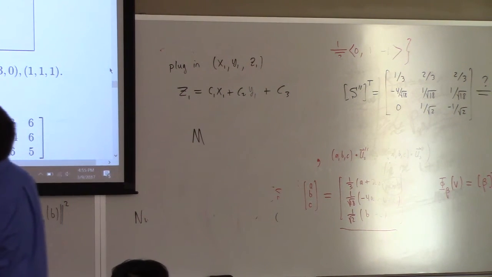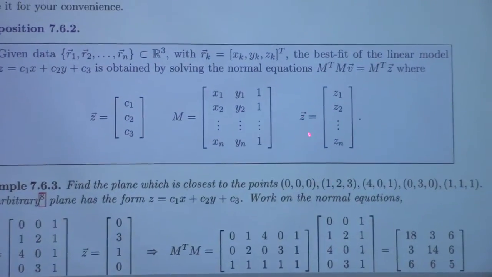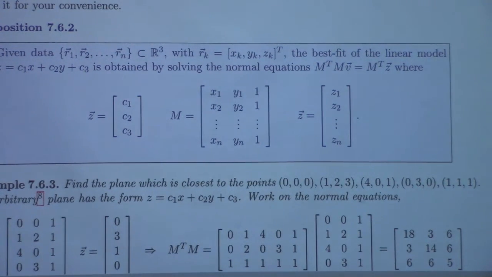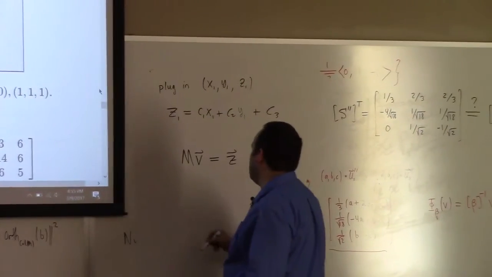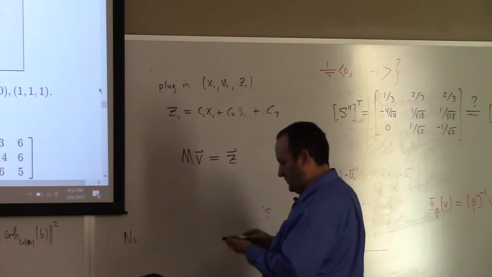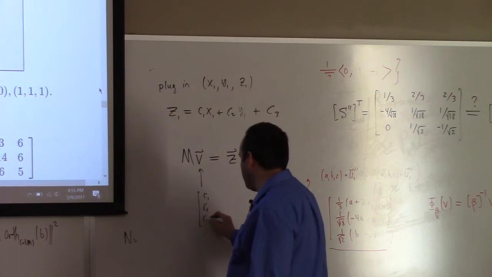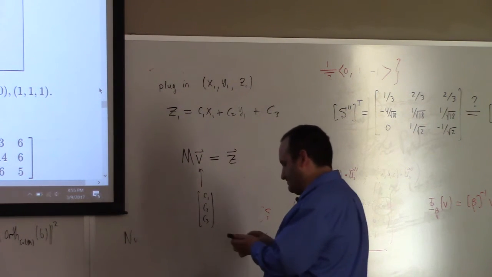Oh, this is a typo. What should we call this? Let's leave that Z vector. I don't know what the notation is. I called it V here last. We could let this be V. Yeah, let's let that be V. That should be V. That'll fix it. So this Mv equals Z is inconsistent. This V would tell me C1, C2, C3. Yeah.